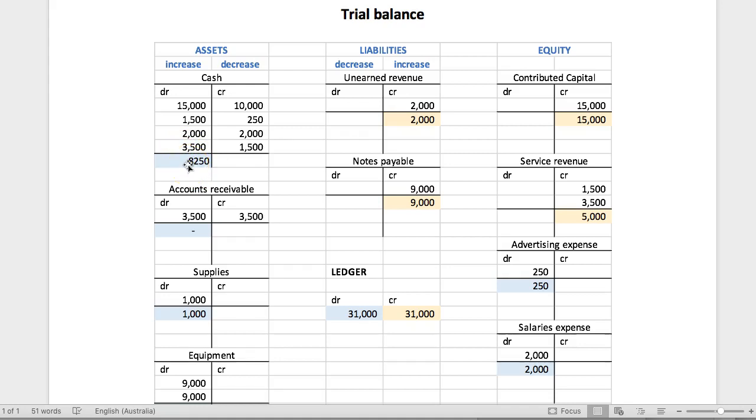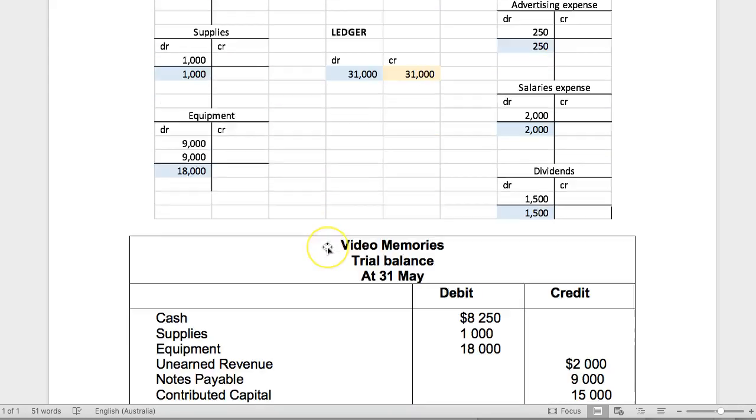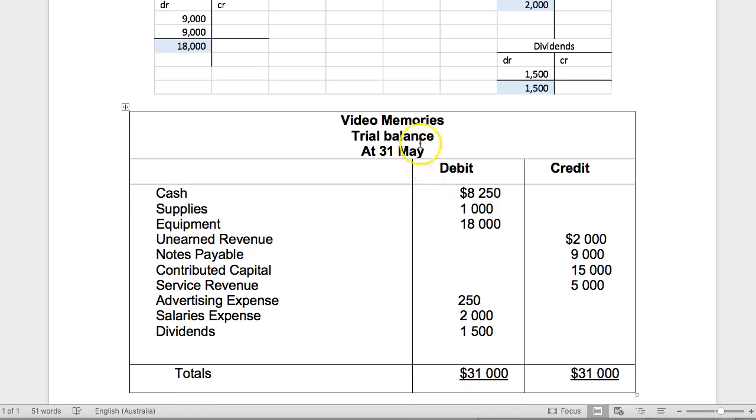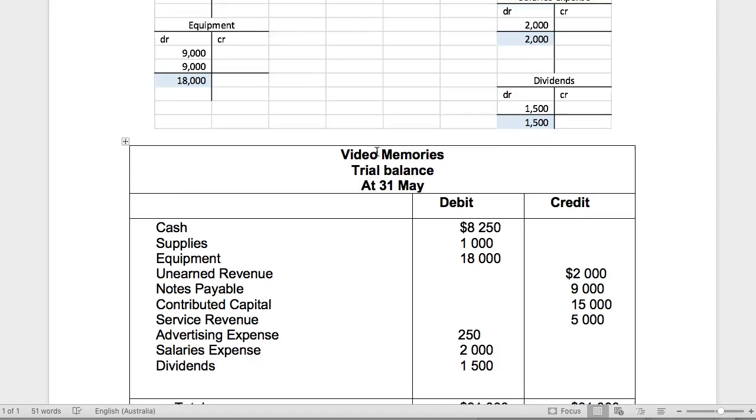Now what I want to do is to summarize this information into one simple table, and that's called the trial balance. And this is what your trial balance will look like. So we have a heading first, the who, the what, and the when. Who, that's the name of the business. The what, what statement are we looking at? And when, what is the date for this statement?